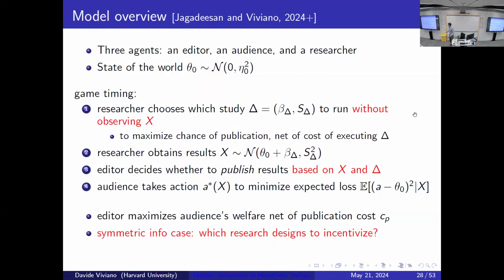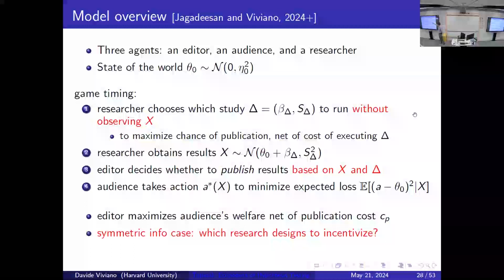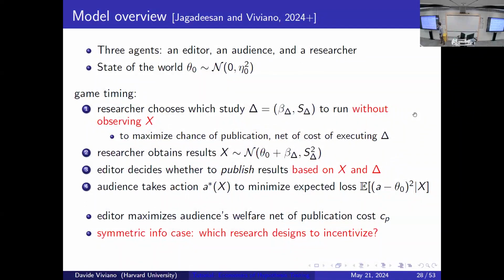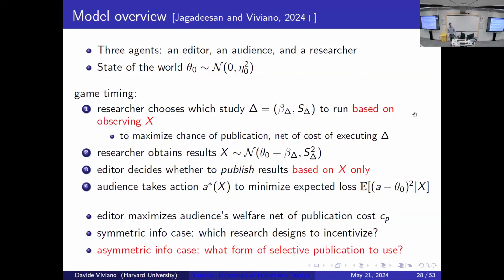So the first setting is where the researcher chooses the design but does not observe X. The editor is going to decide whether to publish the result based on X and delta, so based on the design, but for instance does not observe Y. But knows that there can be a beta. Yes, that's right.